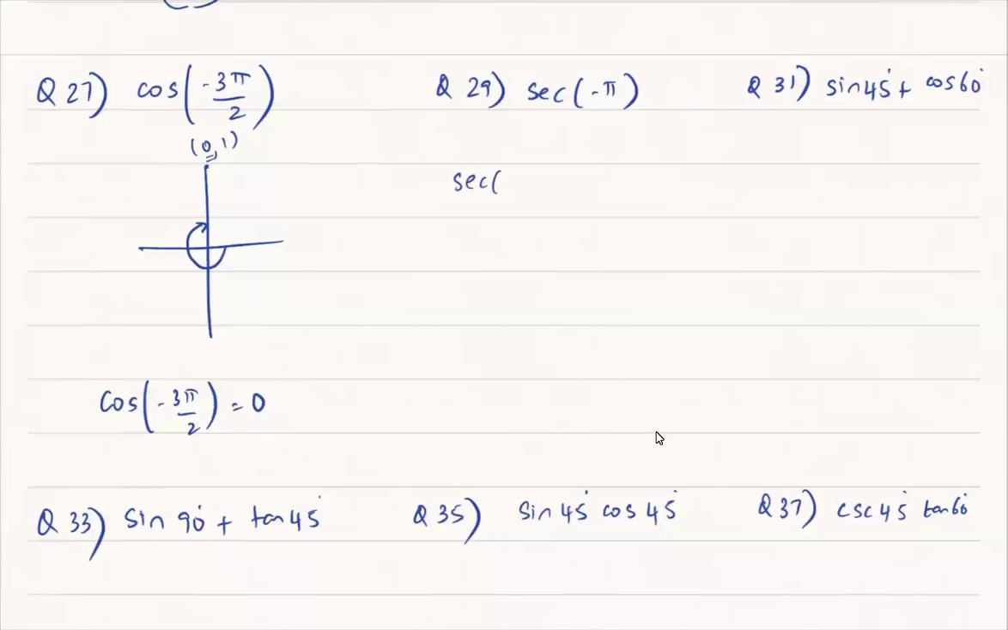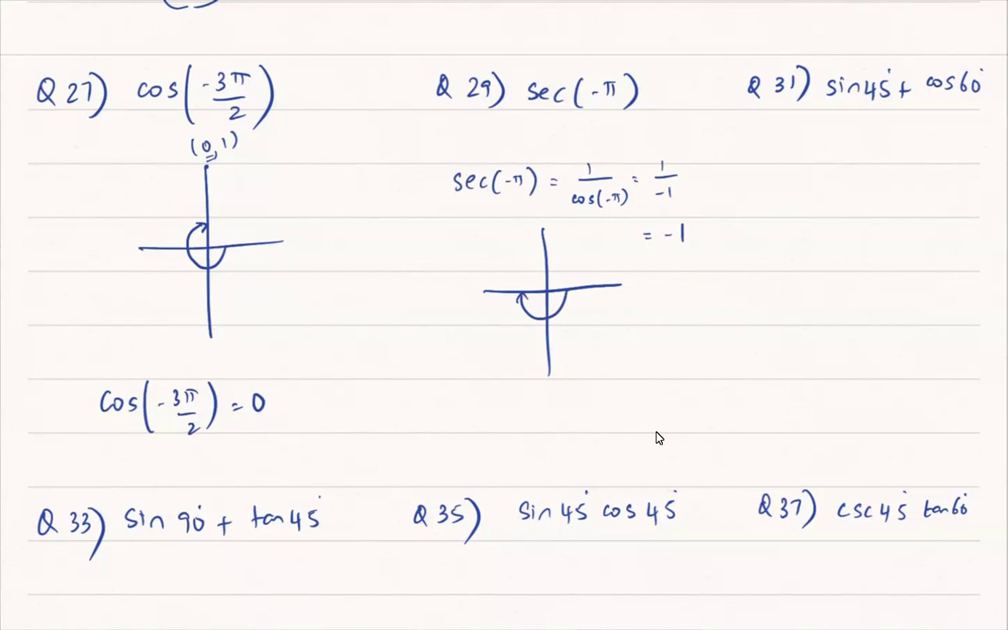Secant negative pi. Now where is negative pi? Negative pi is again here, right? And here secant is 1 over cosine negative pi, and cosine is negative 1 over there. Therefore, the answer is negative 1.